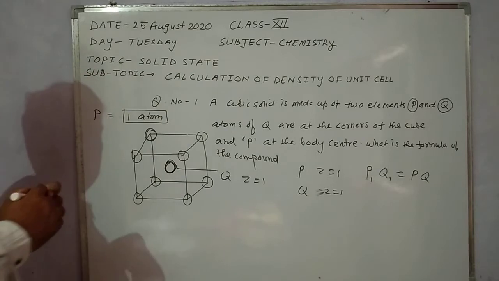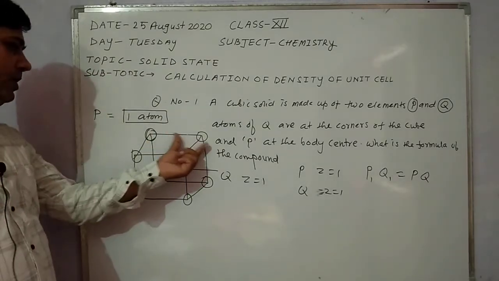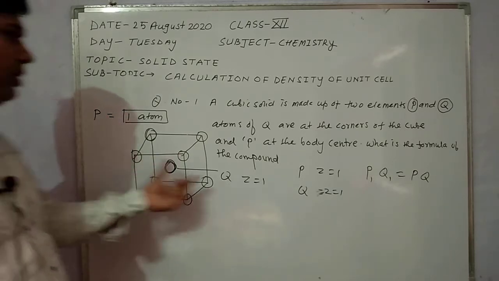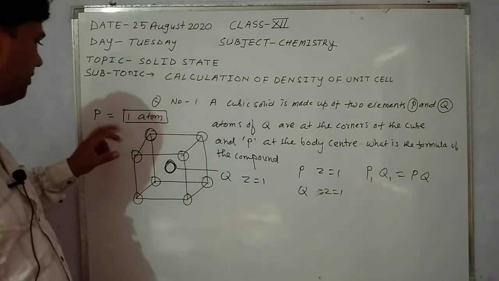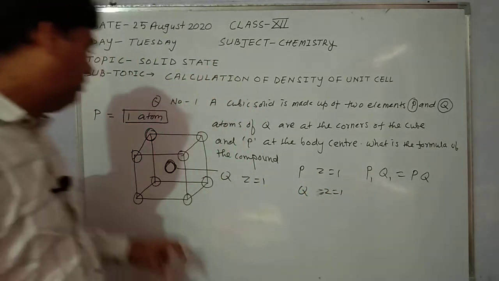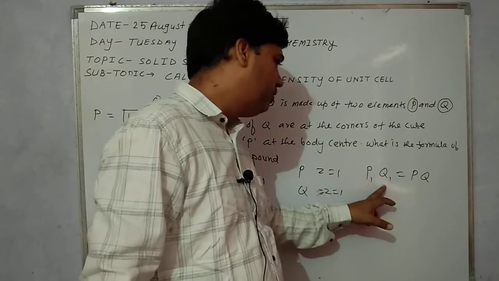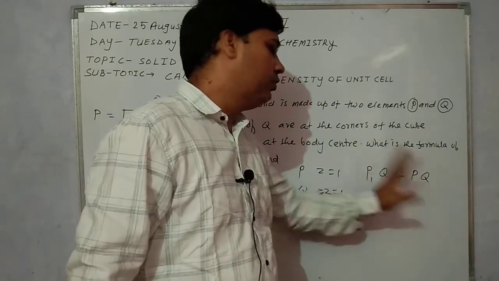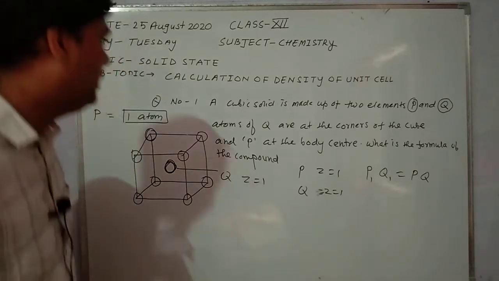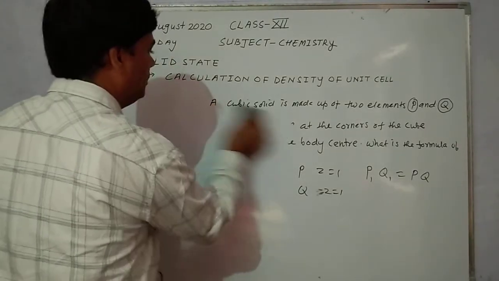Okay. So with the help of the calculation of the number of atoms per unit cell, we can find out the formula of the compound, because for P, Z is equal to 1, and for Q, Z is equal to 1. So the formula is P1Q1, which is equal to PQ. In this way we can calculate the formula of the compound.